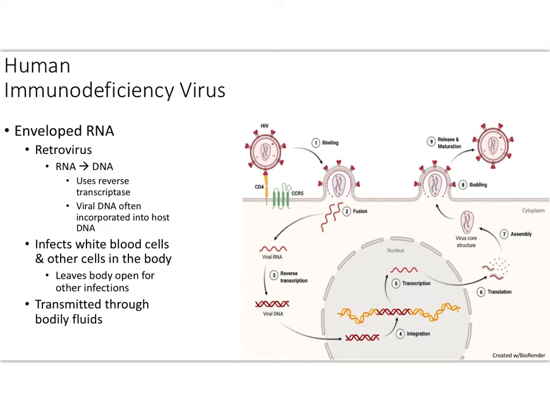So, HIV is an RNA virus. That means that its genetic material is encoded in RNA. And when this virus gets into a human cell, what it ends up doing is using an enzyme called reverse transcriptase to take the information in RNA and make DNA.